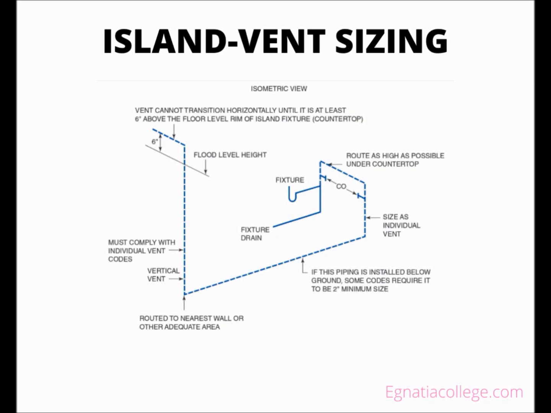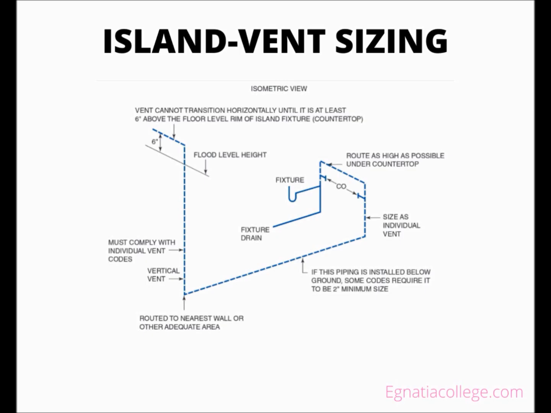Most codes limit island venting to sinks and lavatories, which includes dishwashers and garbage disposals when used for a kitchen sink installation. If an island vent is installed on a bottom floor and the pipe is installed underground, most codes dictate that a below-ground DWV pipe must be at least 2 inches diameter. If the island vent pipe is not installed below ground, drain and vent sizing is based on codes for standard fixtures. A full-size cleanout must be installed to serve the lowest portion of an island vent under the sink.